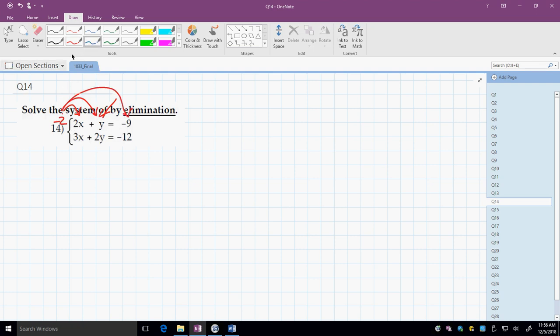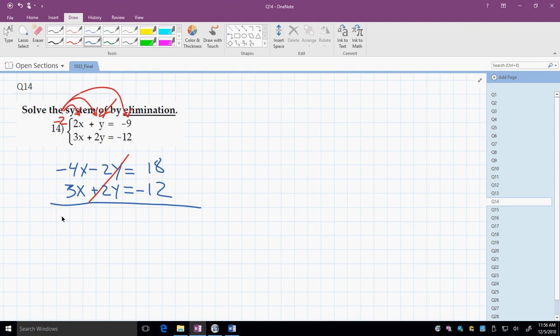So I'm going to have negative 4x minus 2y, positive, negative, and negative is going to give me a positive 18. And I'm going to rewrite the second equation, plus 2y equals negative 12. Now I'm able to eliminate y.